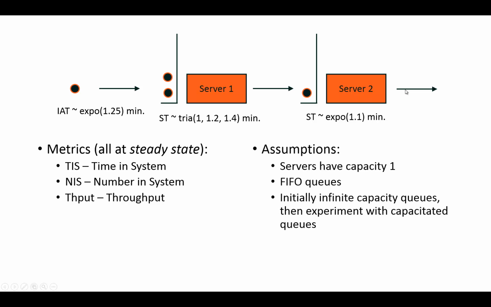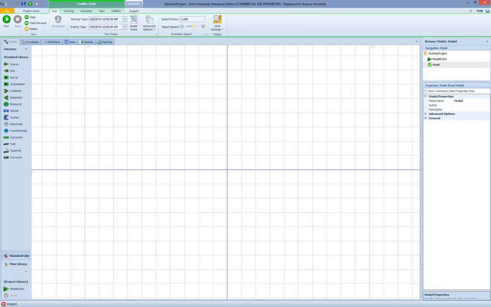We have a couple of assumptions we're going to make. First of all, both servers have capacity 1. We have FIFO, or first in, first out queues, and we will initially model the system with infinite capacity queues. Then we will experiment in subsequent videos with capacitated queues where we set the queuing capacity and we end up having blocking and starving within our system. So building the basic model in Simio is very straightforward. Let's jump into Simio and get started.